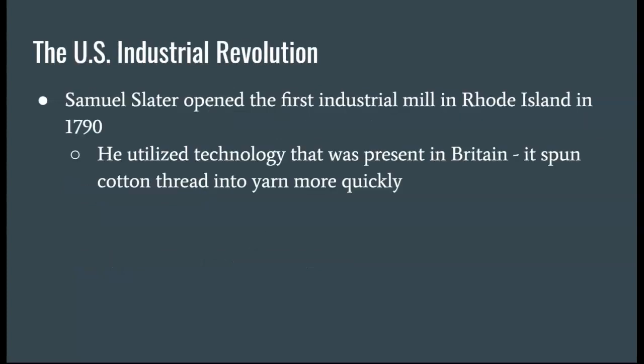And so we note the start of the U.S. Industrial Revolution with Samuel Slater. Samuel Slater copied, we will say, things that were going on in England, because again, England is where the Industrial Revolution really started. He opened the first industrial mill in Rhode Island in 1790, and it was a cotton mill. A lot of clothes were made out of cotton. They still are today, and back then it definitely was. And he utilized a technology that was present in Britain, and it spun cotton thread into yarn more quickly.